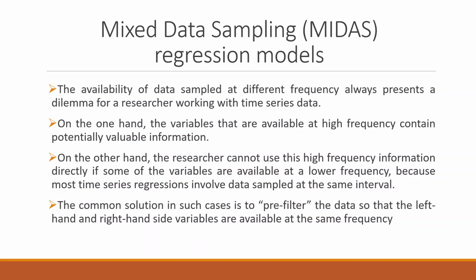For example, any researcher working with time series must be collecting data, and he or she would be considering three or four variables. Now, it is quite possible that one of the series is monthly, the second one is annual, and the third one is daily. To comprehend all these series and run the normal OLS is not possible. The common solution in such cases is to pre-filter the data so that the left-hand side and the right-hand side variables are available at the same frequency.